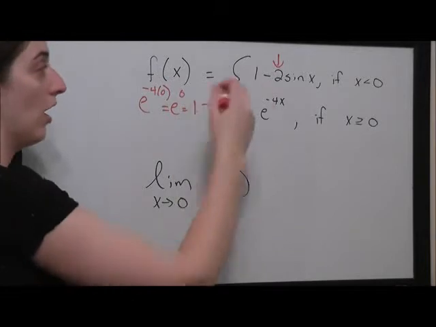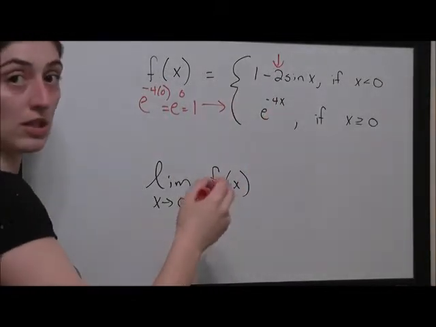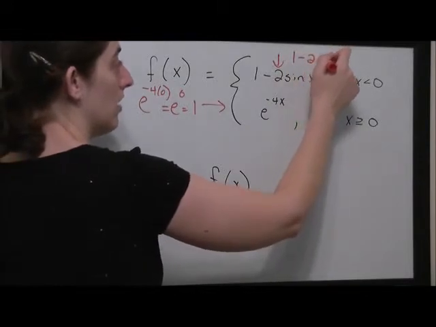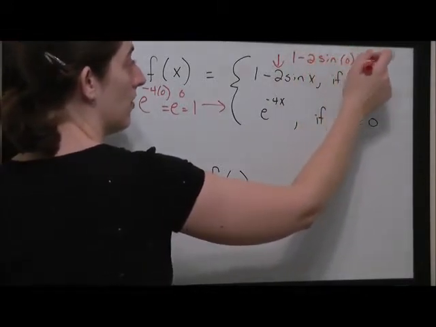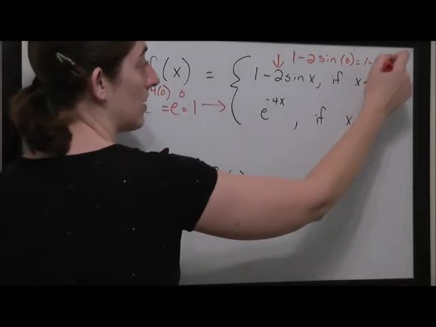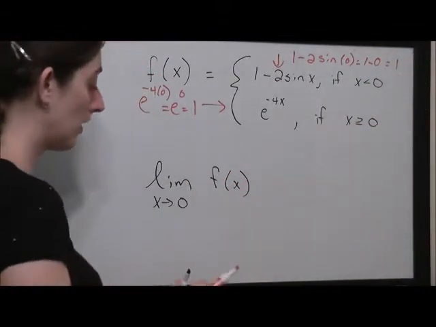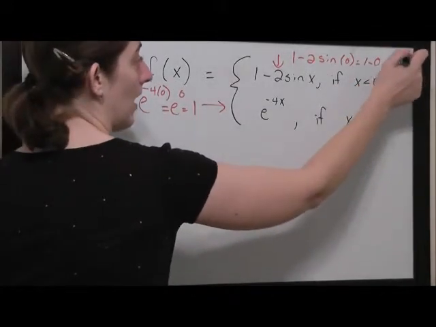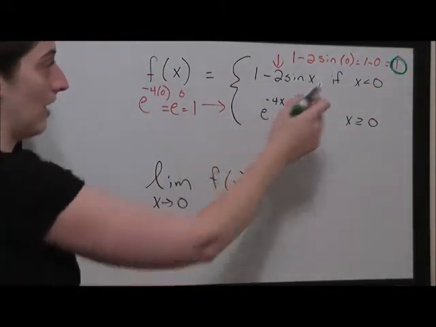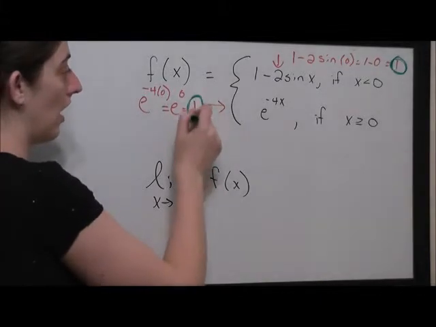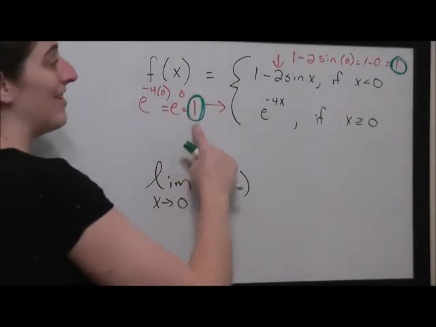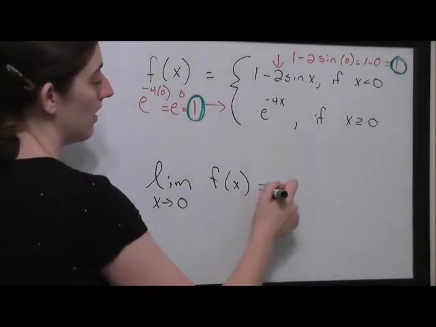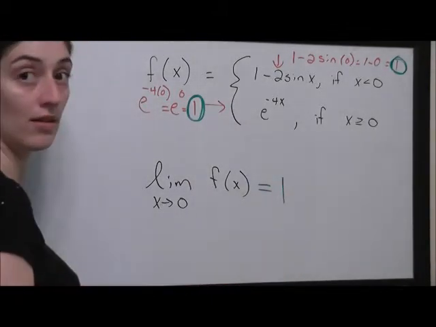Let's plug into the other and see what's happening when it gets close to 0. So I'll have 1 minus 2 sine 0, which is 1 minus 0 or 1. Now this is really interesting. It looks like one side is getting close to 1, and it looks like the other side is also. Since these sides match, we know that this limit must be 1.